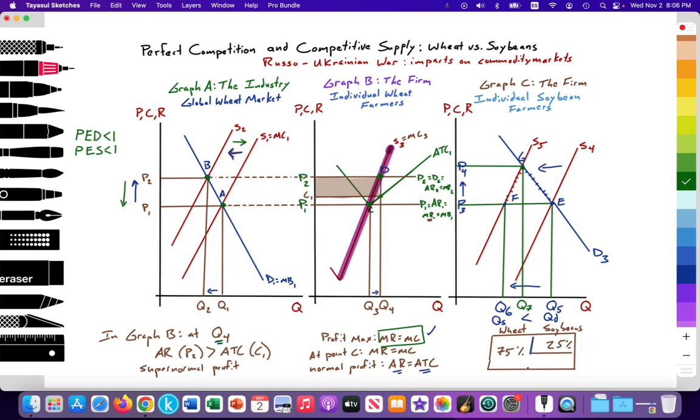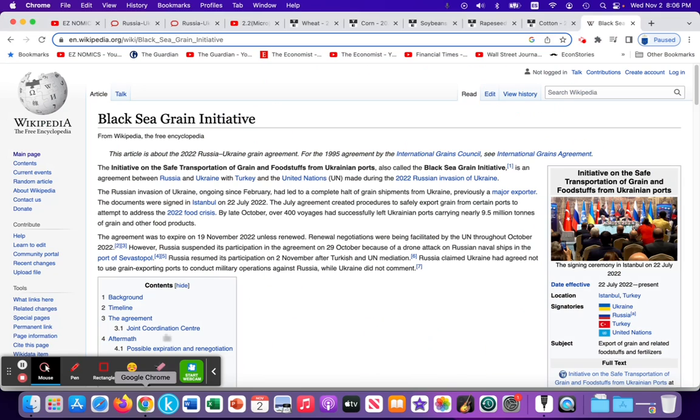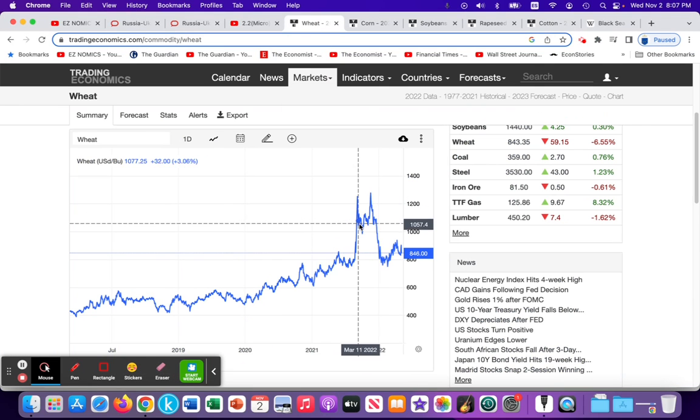Well, if all farmers around the world are doing that, that is also another reason as to why the world supply curve is increasing from S2 to S1, again setting a new equilibrium where S1 equals D1 at point A, where we see the reduced price. The reduced price that we saw in this trading economics website that's tracking these prices.